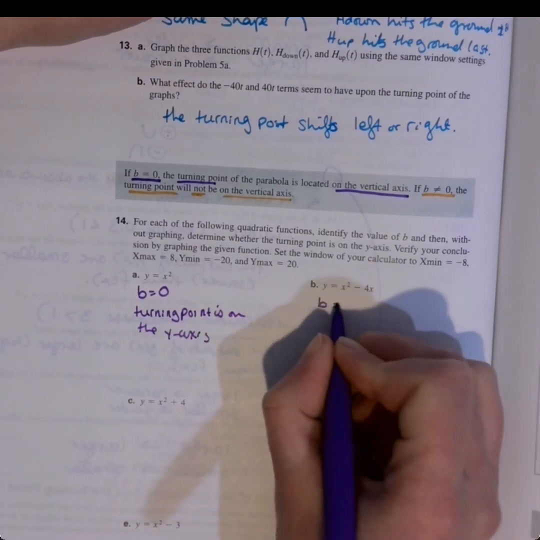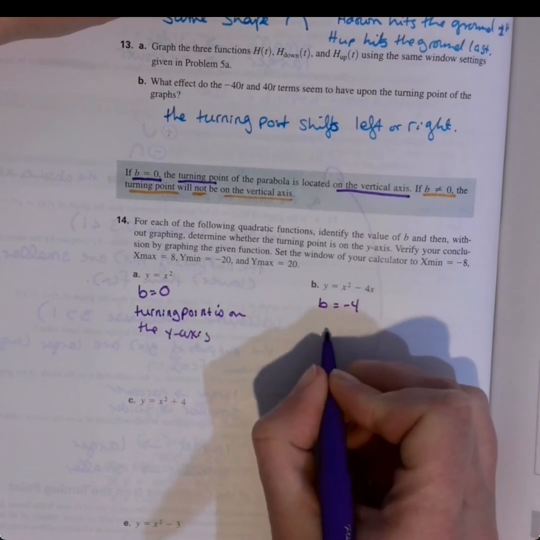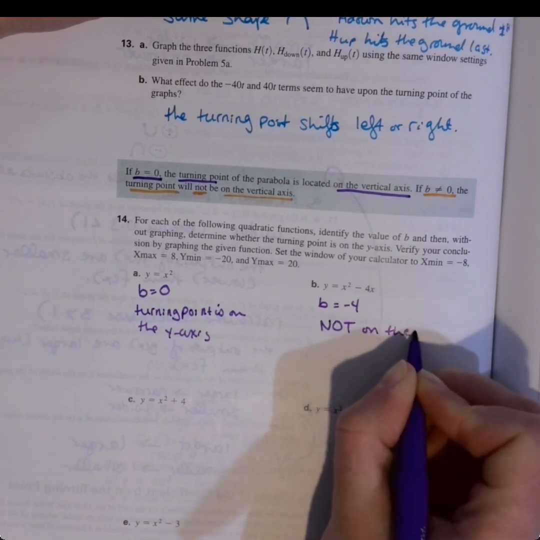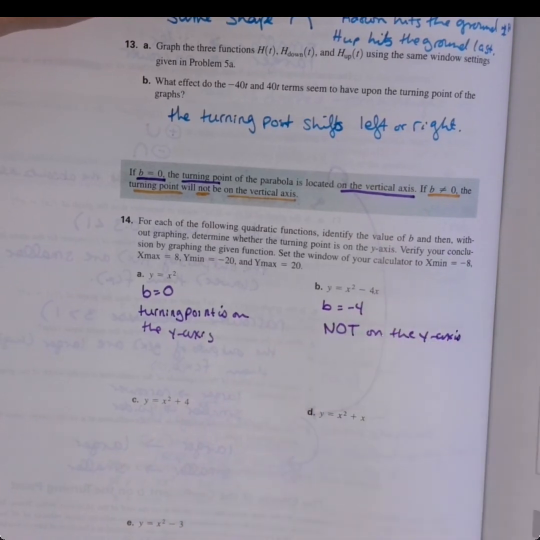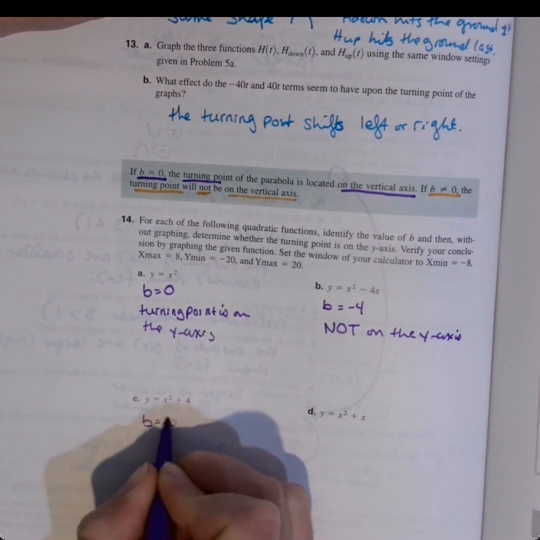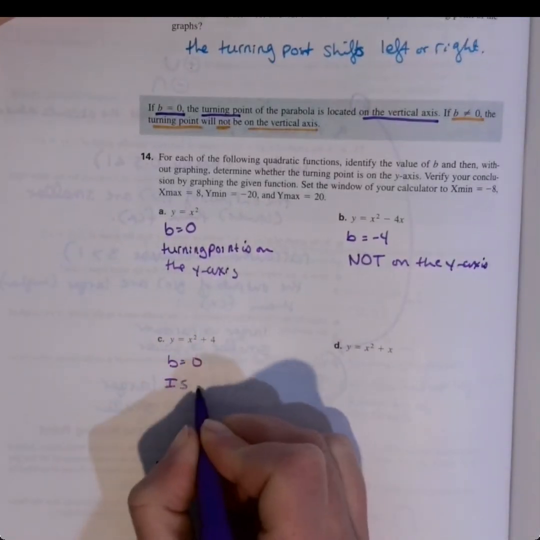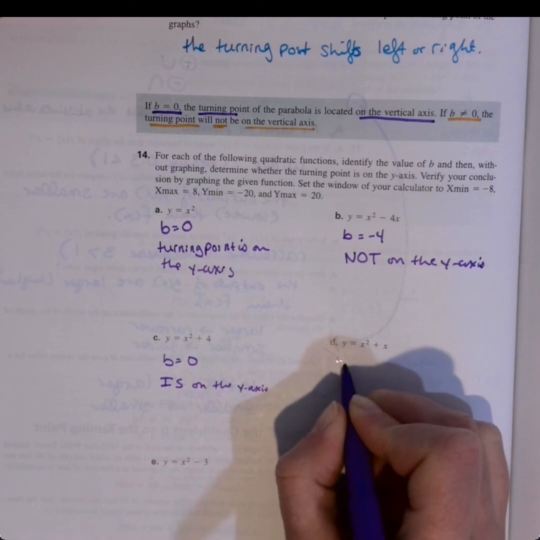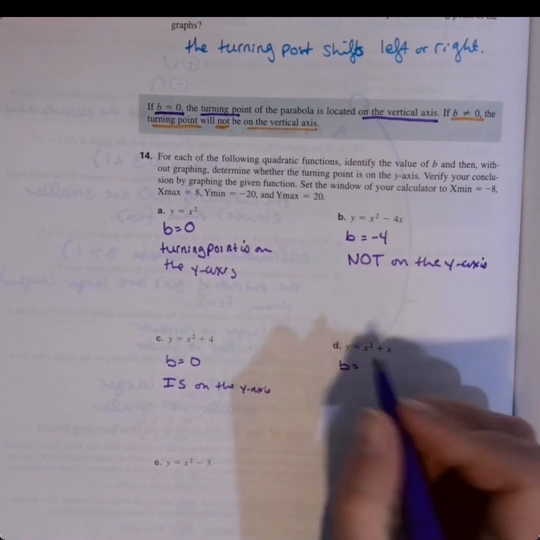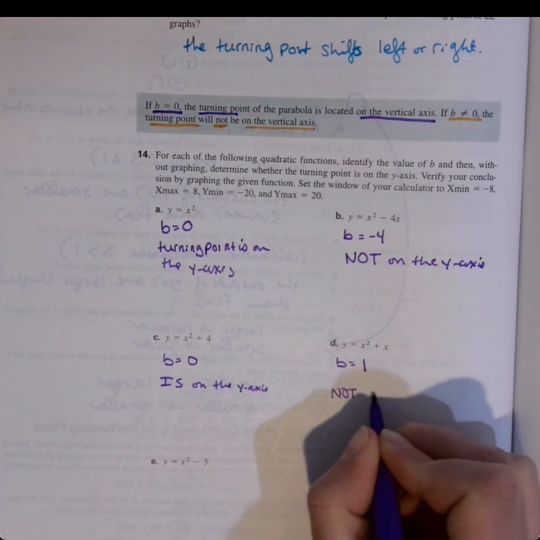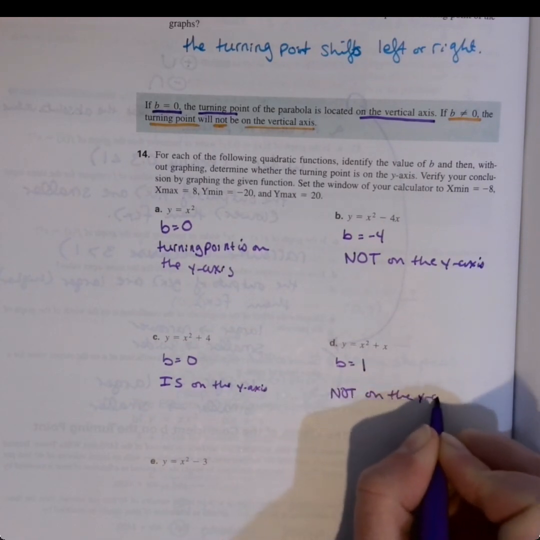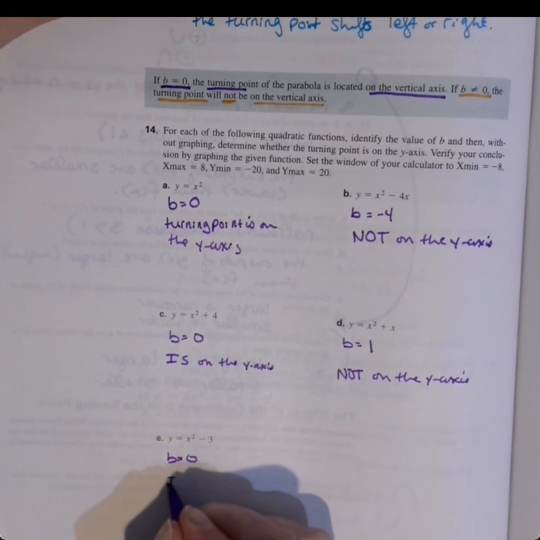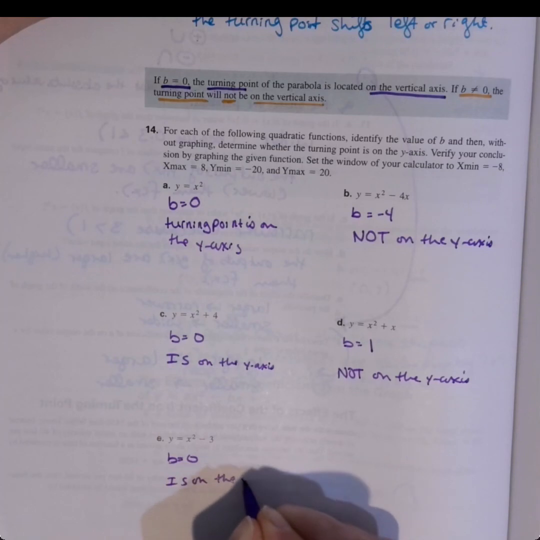Here, the b value is negative 4, so the turning point is not on the y-axis. Here, the b value is 0, so the turning point is on the y-axis. Here, the b value, the coefficient of x, is 1, so the turning point is not on the y-axis. And here, the b value is 0, so the turning point is on the y-axis.